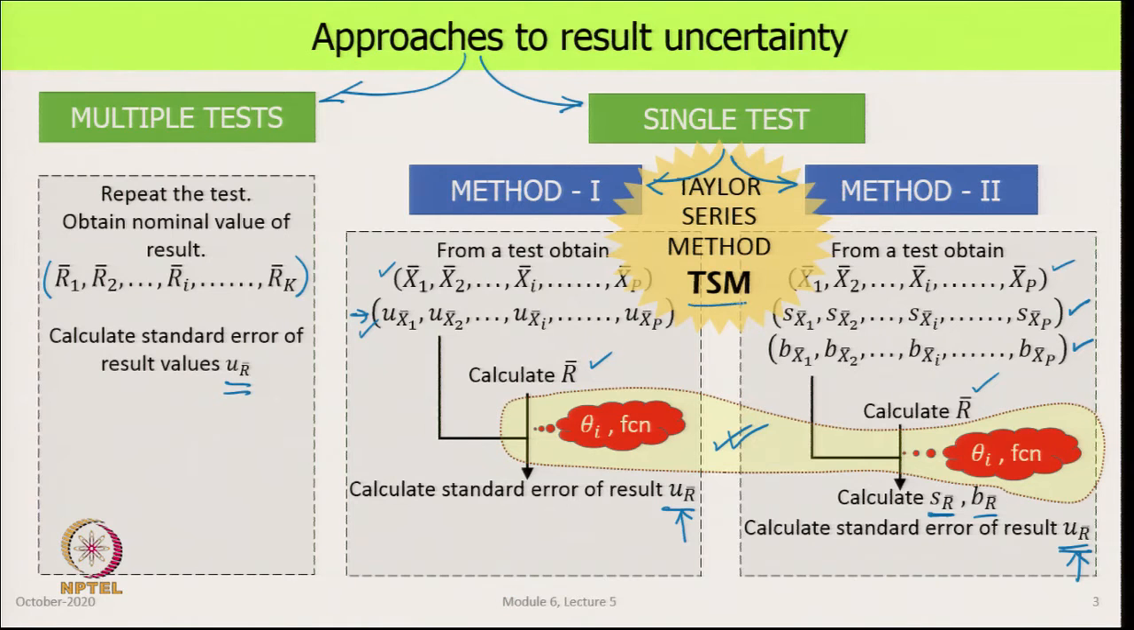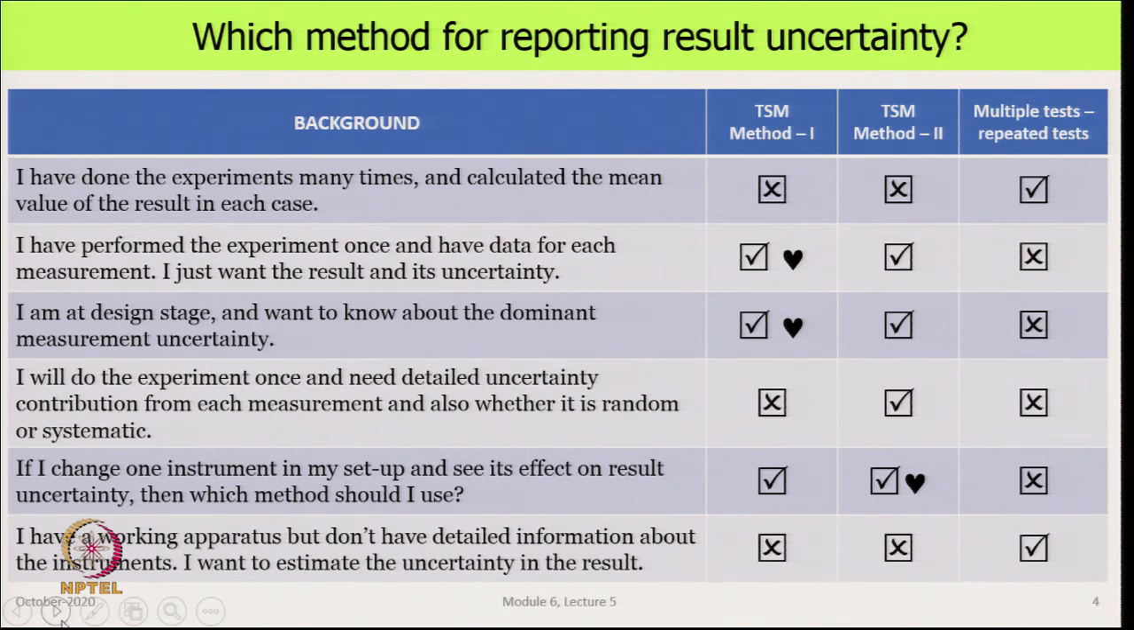On the way, in using the Taylor series method, we made some very important assumptions. Under those assumptions, we can do this. For many experiments one does, those assumptions are reasonably good. The first thing we will tackle today is under what conditions should I pick TSM method 1, TSM method 2, or the multiple test repeated test method. So, on this slide I have put some scenarios and we will go through them one by one to see which is the appropriate method and why.